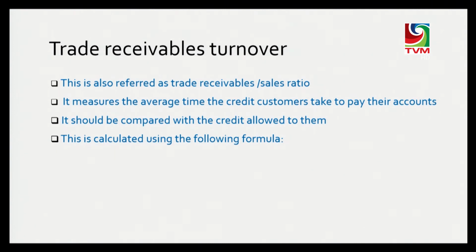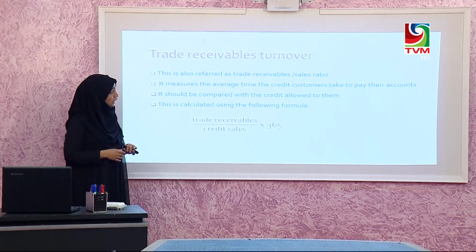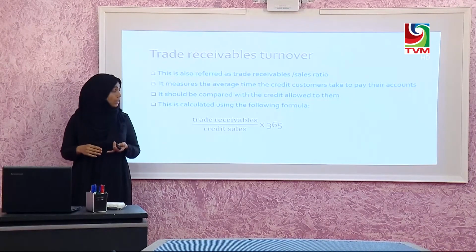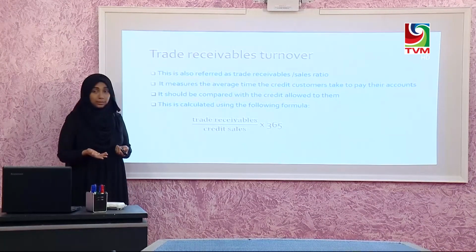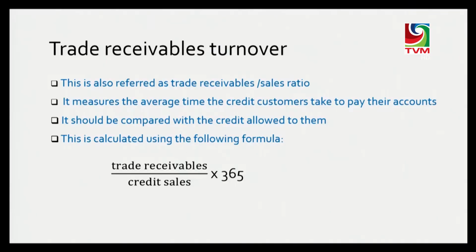This is calculated using the following formula, that is trade receivables over credit sales times 365. But if you are asked to calculate this ratio for number of weeks, then the formula is trade receivables divided by credit sales times 52. And if you are asked to calculate this ratio for number of months, then you have to use trade receivables divided by credit sales times 12.